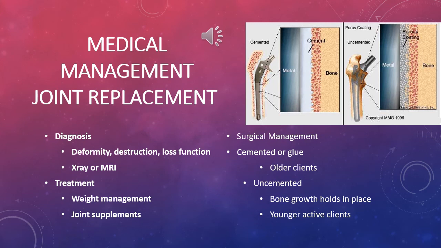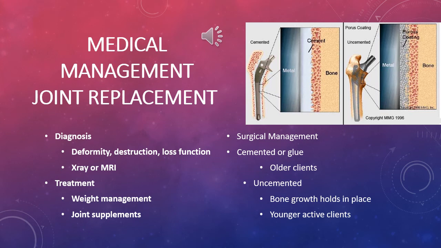Moving on to medical management for joint replacement. The diagnosis is based on deformity, destruction, and loss of function of a specific joint. The need for joint replacement is confirmed through either an X-ray or MRI. Treatment is conservative and aimed at weight management in addition to activity modifications and joint supplements. When those are not successful, then joint replacement is usually recommended.